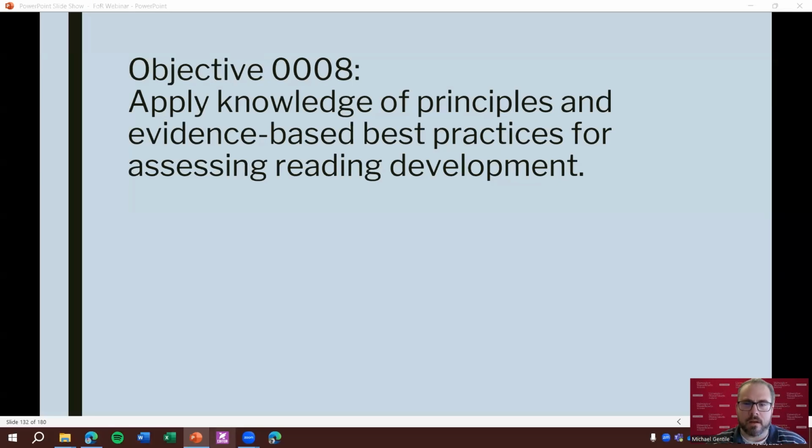Objective 8, apply knowledge of principles and evidence-based practices for assessing reading development. So Objective 8 is going to be all about reading assessment. We've talked a lot about how reading works and what the instructional evidence-based practices are across all the different areas of reading. But now we need to talk about how we assess that a student is making progress when we are implementing those evidence-based practices. So that's what Objective 8 is going to be all about.